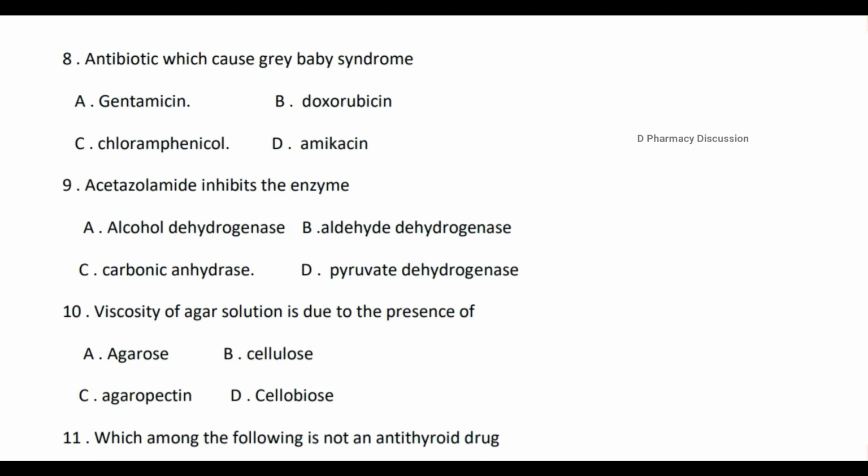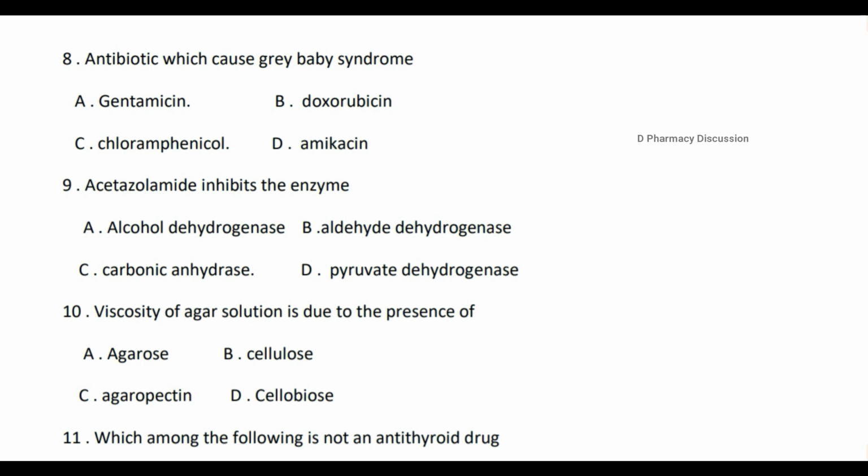Then question number 8. Antibiotic which cause grey baby syndrome. Option A. Gentamicin, B. Doxorubicin, C. Chloramphenicol, D. Amikacin. Correct one is option C. Chloramphenicol.